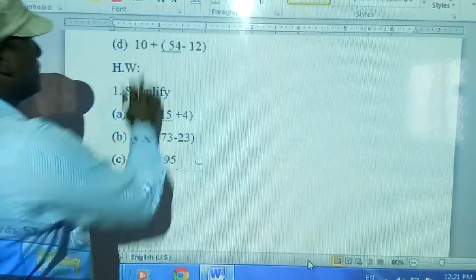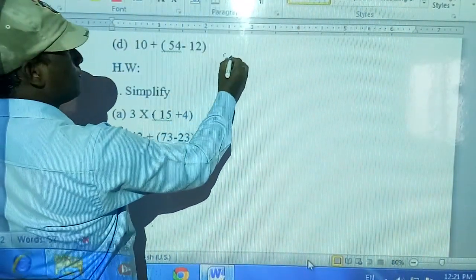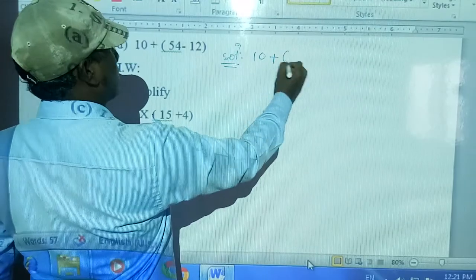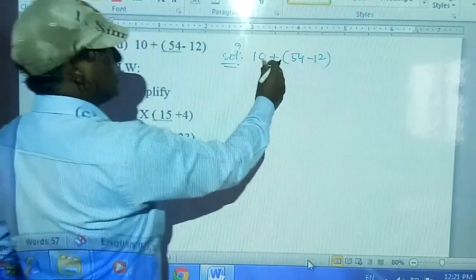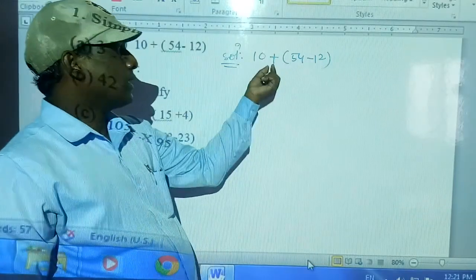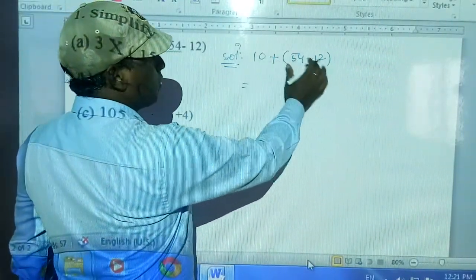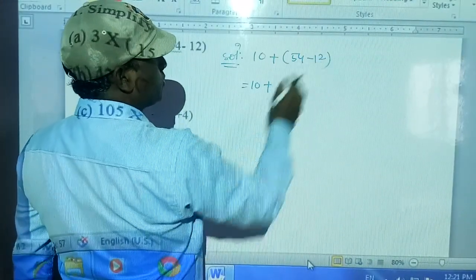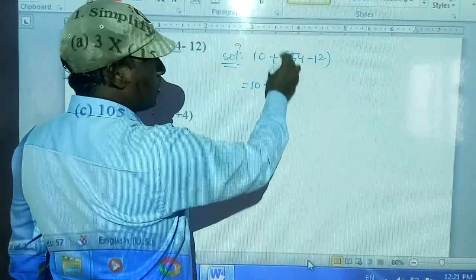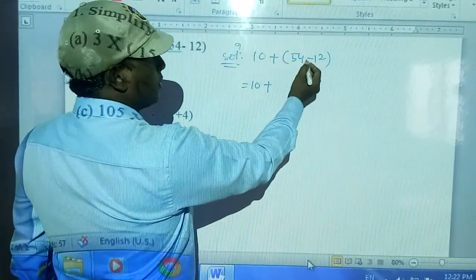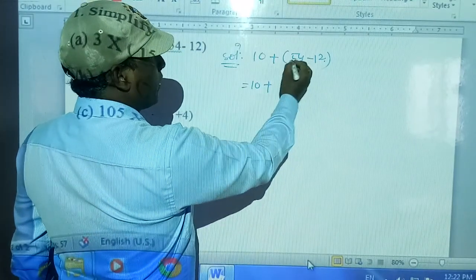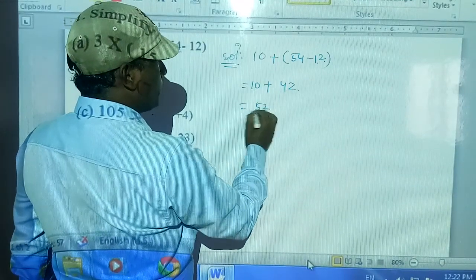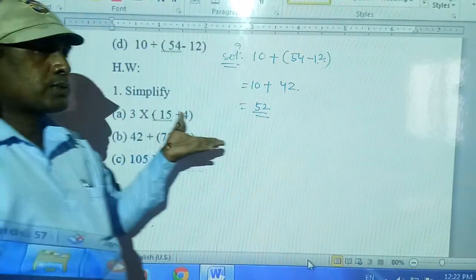Students, observe here part D. What is the solution? 10 plus, given here, 54 minus 12. Observe students, when a number is directly outside the bracket, we multiply with both numbers, but here a plus is given, so you don't multiply. Directly write 10 plus, and do the bracket work first: 54 minus 12. Don't multiply 10 with 5. Only when multiplication is there can you do that, otherwise no need. 4 minus 2 is equal to 2. 5 minus 1 is 4. So 42. Now you have to add: 42 plus 10 is equal to 52. Okay students, this is called expanding of the brackets.